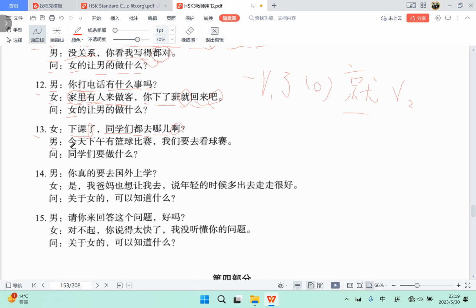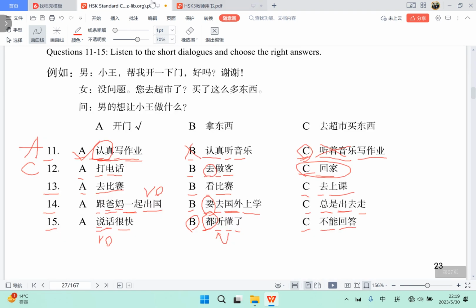And the reply is 今天下午, so this afternoon, 有篮球比赛, there is a basketball game, basketball match. 我们要去看球赛, we are going to watch games. So 球赛 could be a game of the kind of sports with a ball, but if they just say 球赛 we don't know if it is volleyball, baseball, basketball, or football. It's very difficult to tell because it's just 球赛, a competition match with a ball. You don't know which kind of ball it is. So 去看比赛, right? So 第13题我们选 B.